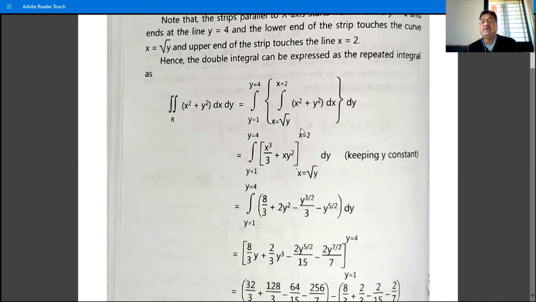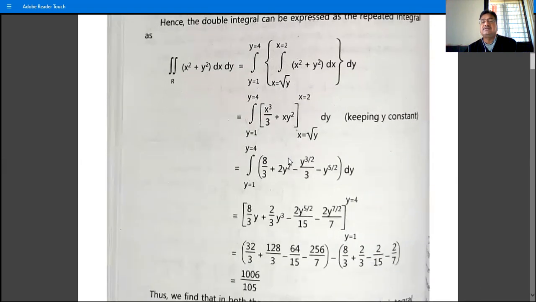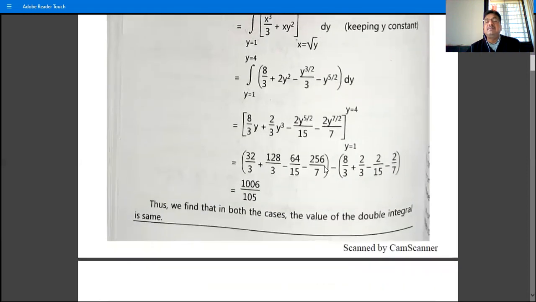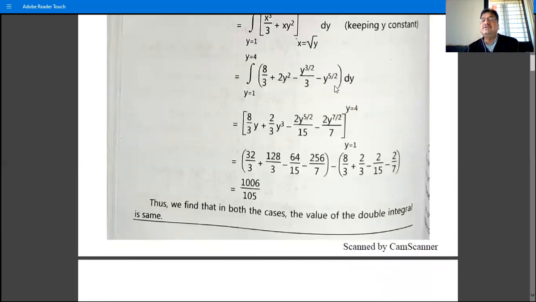So x square, x cubed by 3. y square is constant, and integration of a constant is what? Constant into variable, y square into x, from x is equal to root y to 2. Then write in square bracket. Now write in round bracket the value of this bracket at x is equal to 2, means substitute x as 2, we have this value, minus in another round bracket substitute x as root y, and then after the effect of the negative sign on that bracket, we have this. And then its integration with respect to y.